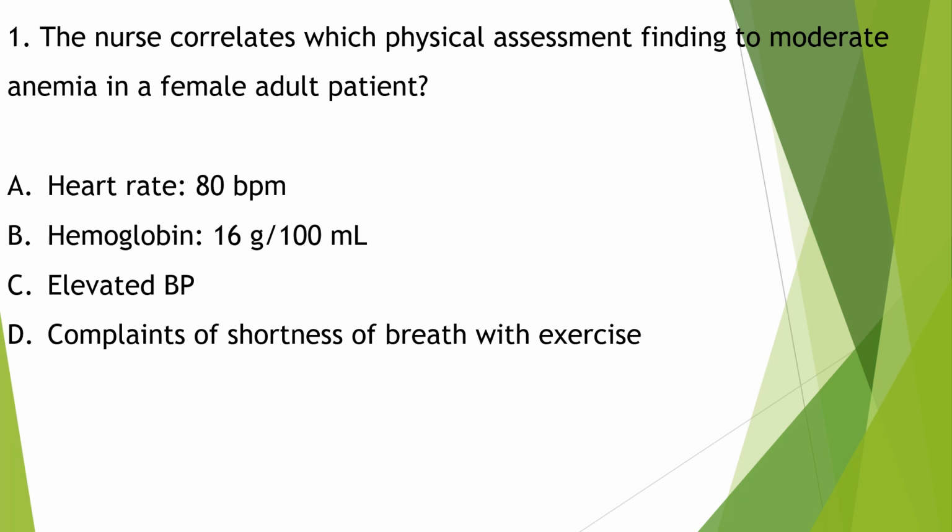In anemia, fatigue and shortness of breath either at rest or on exertion is noticed. Heart rate will be increased to improve the oxygen delivery, and here the hemoglobin level is normal. The BP, especially the systolic BP, tends to be lower than normal in case of anemia.